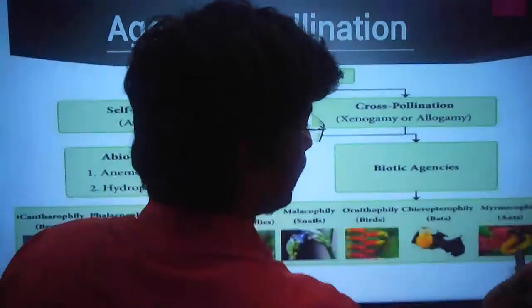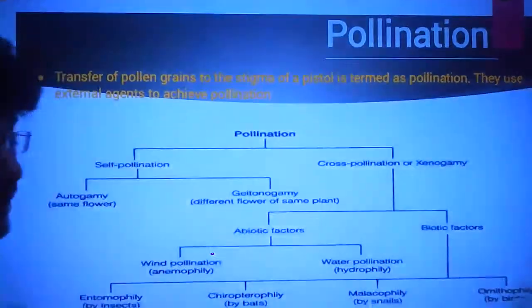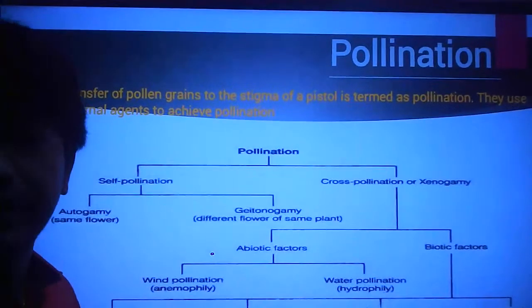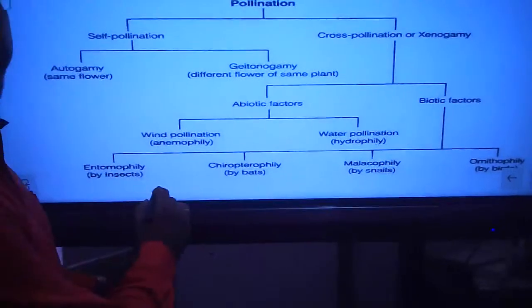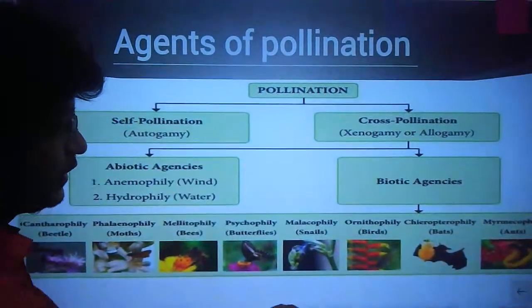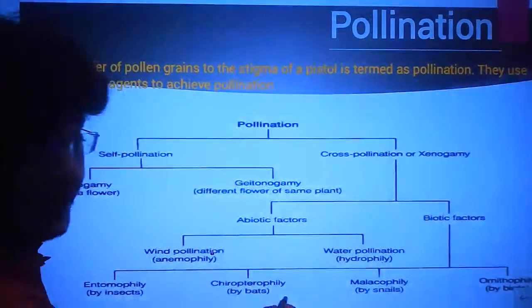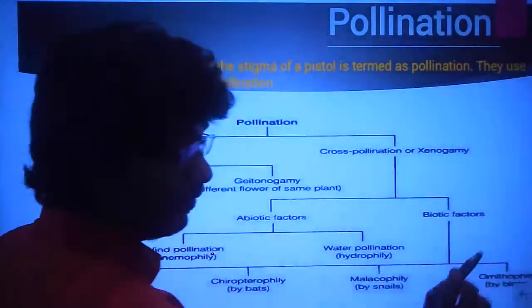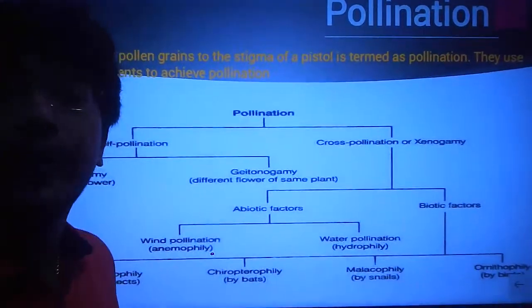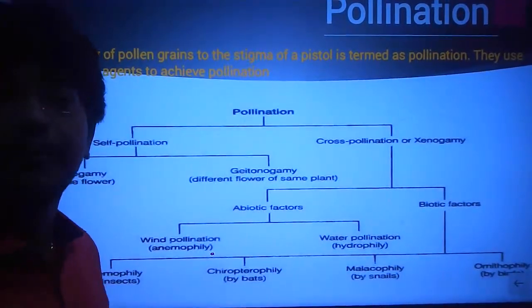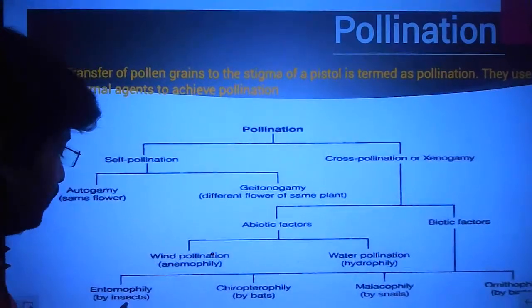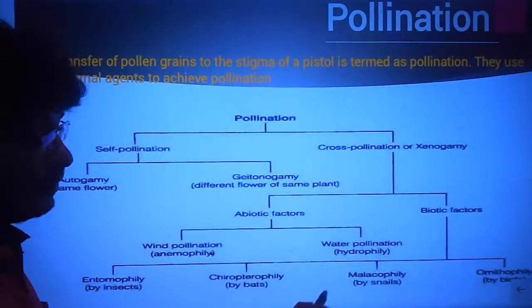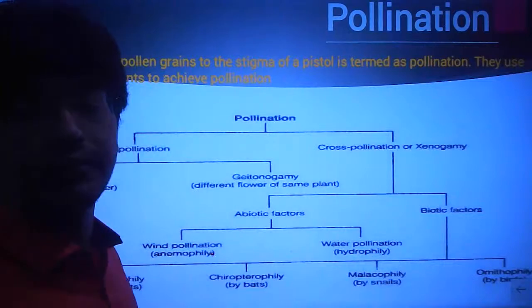Then come to the biotic factors, where the biotic agents play a very important role. It may be by means of insects, it may be by means of bats, sometimes bats also perform pollination, then snails or birds. Guys, sometimes you get questions like, what is the type of pollination which occurs by means of insects, bats, snails, or birds?